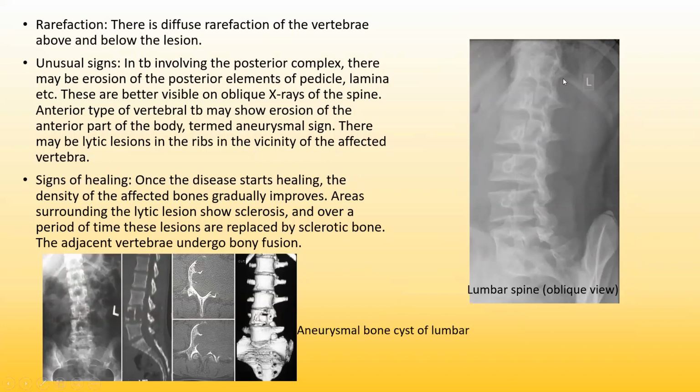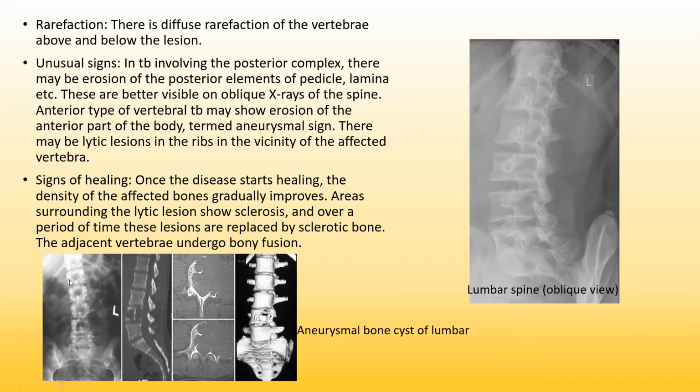Anterior type of vertebral TB may show erosion of the anterior part of body termed as aneurysmal sign. This is the aneurysmal sign, where the vertebra of the vertebral TB is showing erosion of the anterior part of body. There may be lytic lesions in the ribs in the vicinity of the affected vertebra.